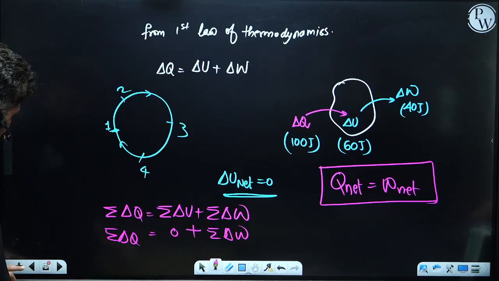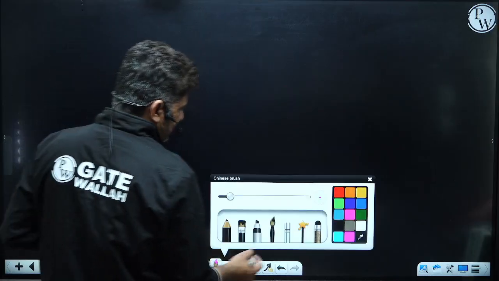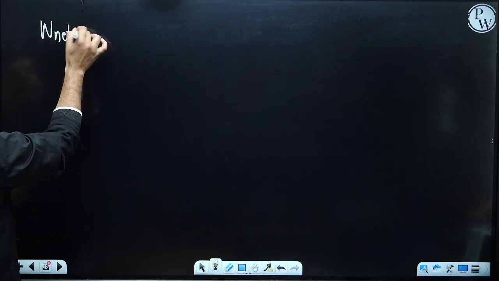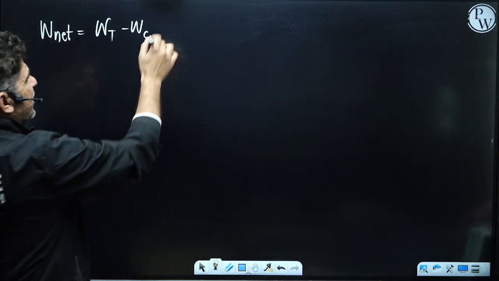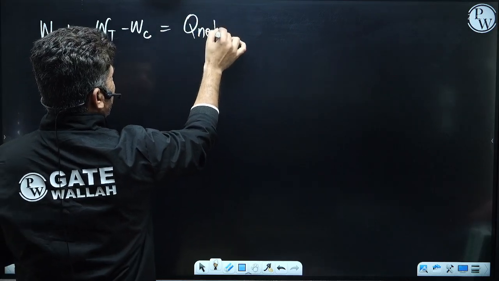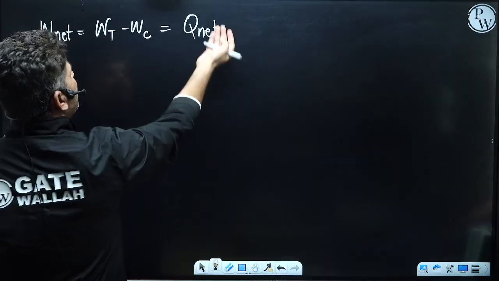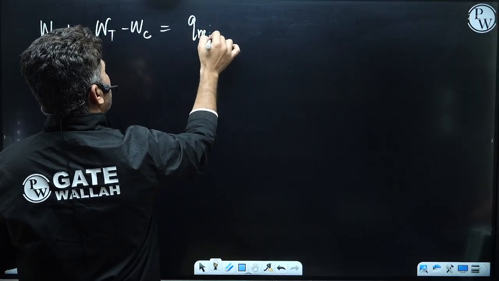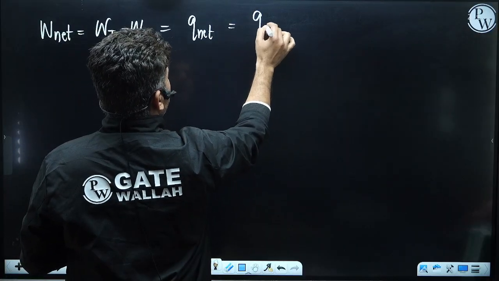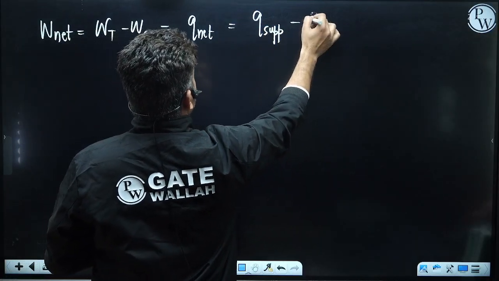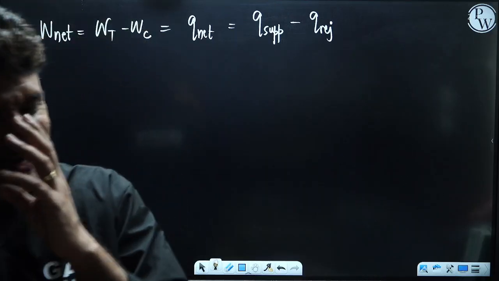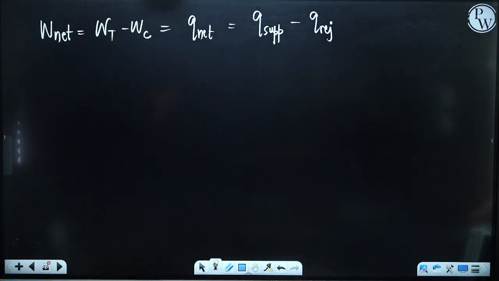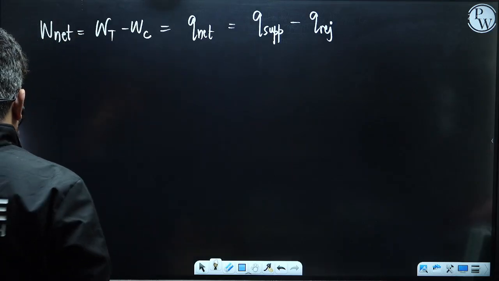Okay. So let's say if I want to write the W net of the Brayton cycle. Can I write W net of the Brayton cycle is work of turbine minus work of compressor? Should this be equal to Q net? And what will be Q net? You see that Q net will be equal to Q supply minus Q rejection. Q net, that is the net heat supplied to the system, is Q supply minus Q rejection. Okay. Why are we writing this?